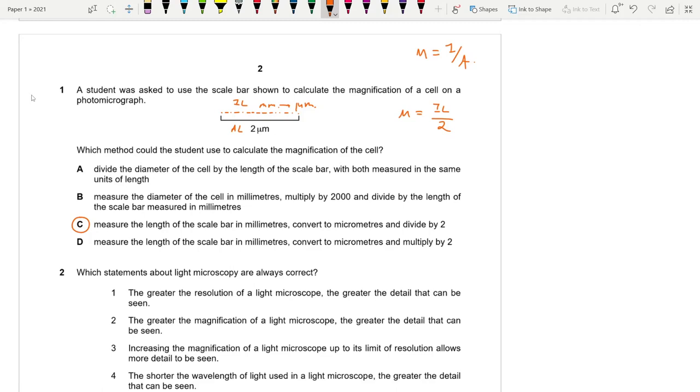So clearly D is wrong because multiplication is involved. We need to divide it. And the other ones, we aren't supposed to find out the diameter of the cell. Okay, that's a wrong method. Remember that.